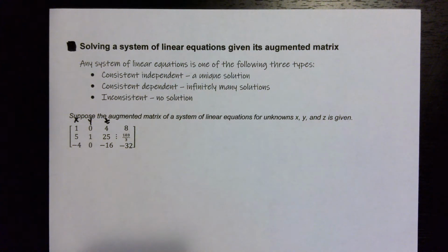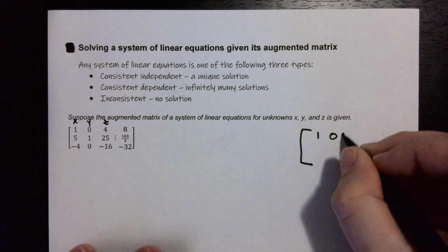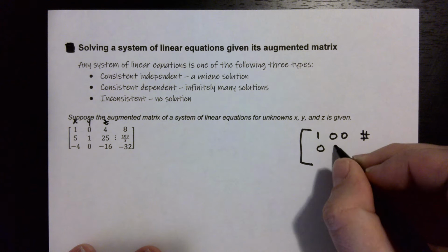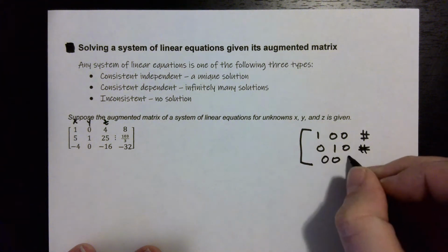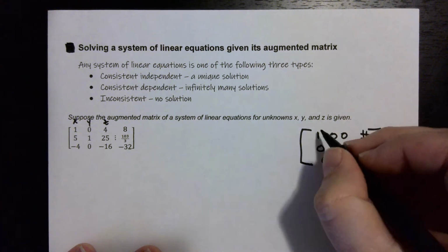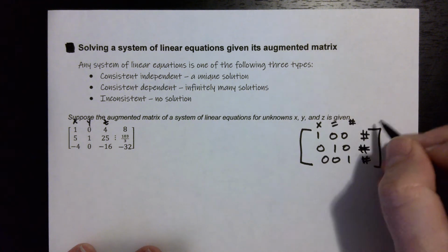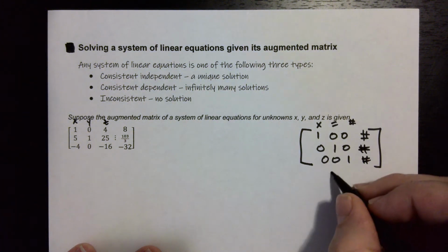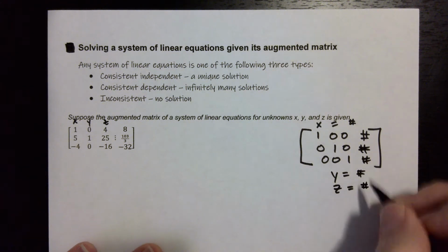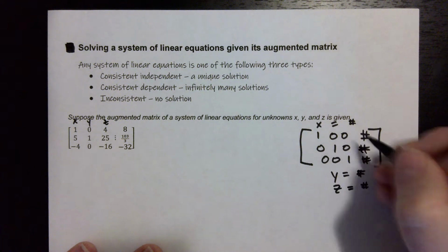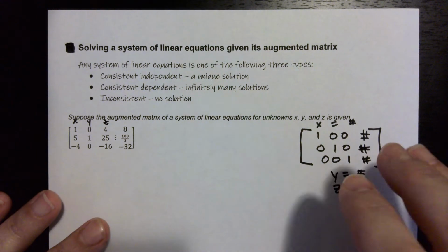Now, what we're trying to do is get this to the form where it looks like this: 1, 0, 0, number; 0, 1, 0, number; and 0, 0, 1, number. That would mean that x is equal to the first number, y is equal to the second number, and z is equal to the third number. So you get ones on the diagonal, zeros everywhere else, and you have the solution for x, the solution for y, and the solution for z. Okay, so let's take a look at this.